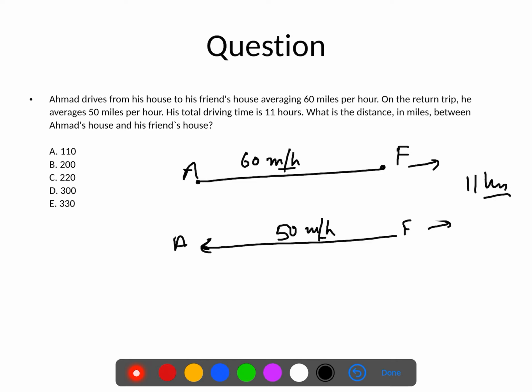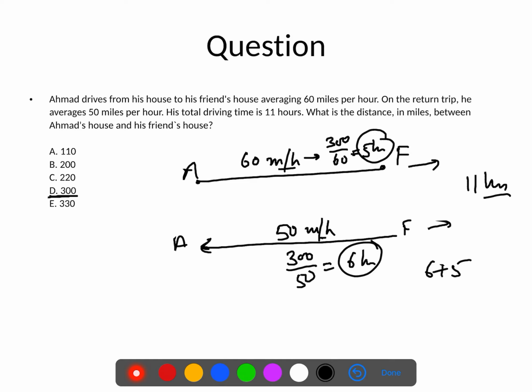So instead of getting into some sort of equation, we can do it by options. That's a better method. Let's say we take 300 miles to be the distance. The time taken would be distance over speed, 5 hours, and the time taken on the return would be distance over speed, 6 hours. 6 hours plus 5 hours, 11 hours. That's what it is. That's the answer.